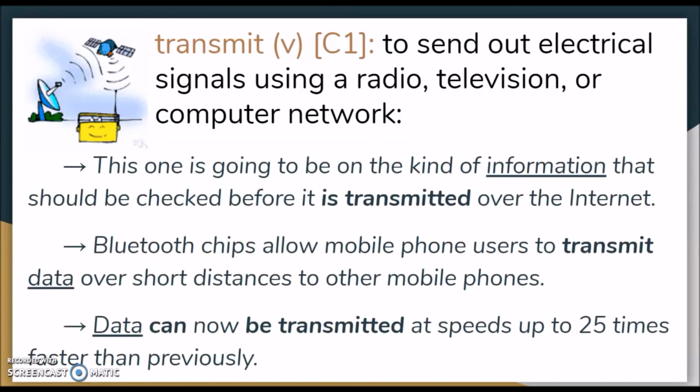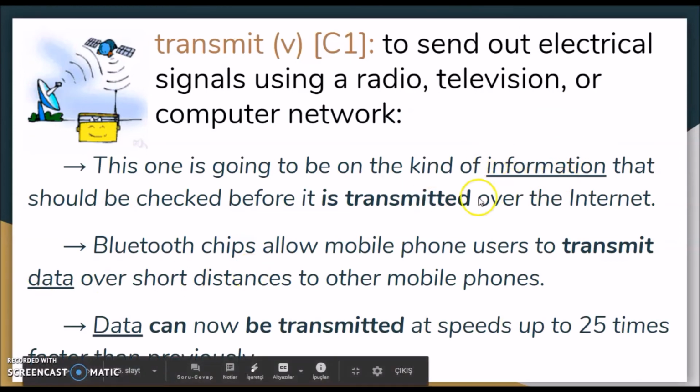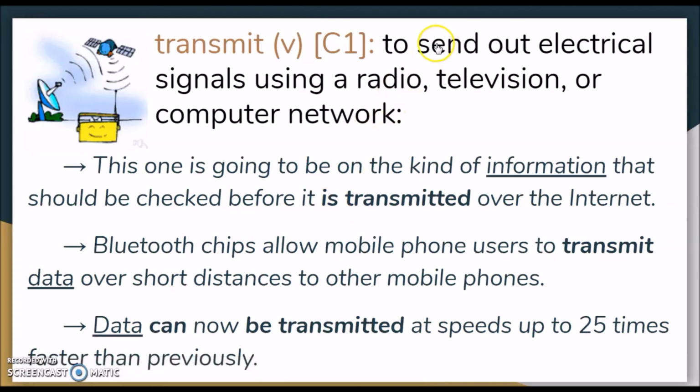So in the text, this one is going to be on the kind of information that should be checked before it is transmitted over the internet. So it's like the information is sent over the internet. Okay, so transmit is like this. I mean, it's a really specific meaning. Or, Bluetooth chips allow mobile phone users to transmit data over short distances to other mobile phones. Like transmit data, that means to send it by using computer network. Okay.